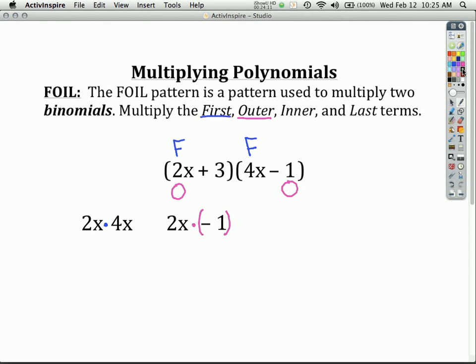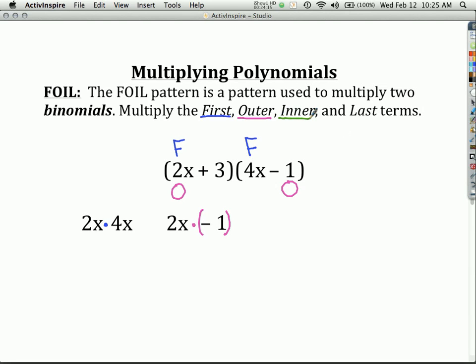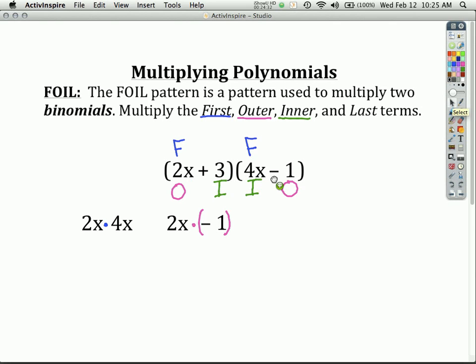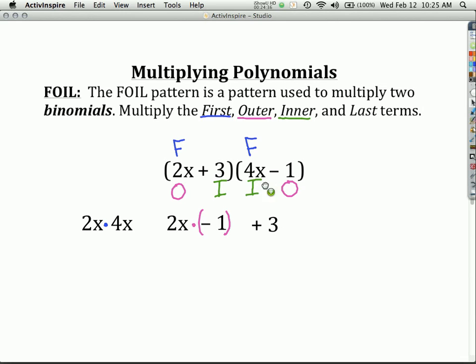Anyone want to venture a guess as to what the inner will be? Based on what I've done so far? Kayla? Yeah. If these are the outer, then these must be the inner. Inside. We're going to multiply those two together. 3 and the 4x.